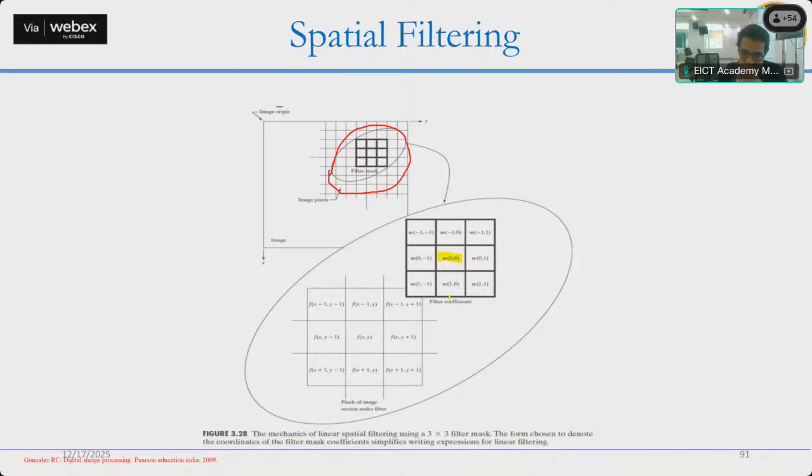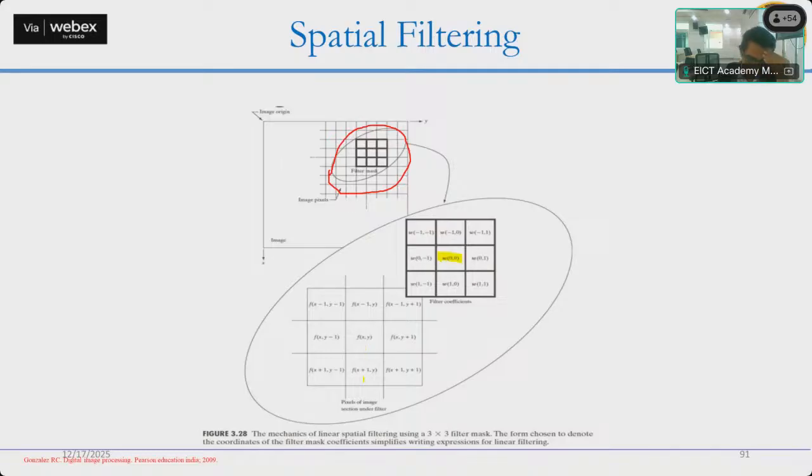Now, how do we represent it? The center one we coordinate at W00. The above one is -1,0, the below one is 1,0, on the right-hand side it is 0,1, etc. So this is the nomenclature. This is f(x,y), this is f(x-1,y), this is f(x+1,y).